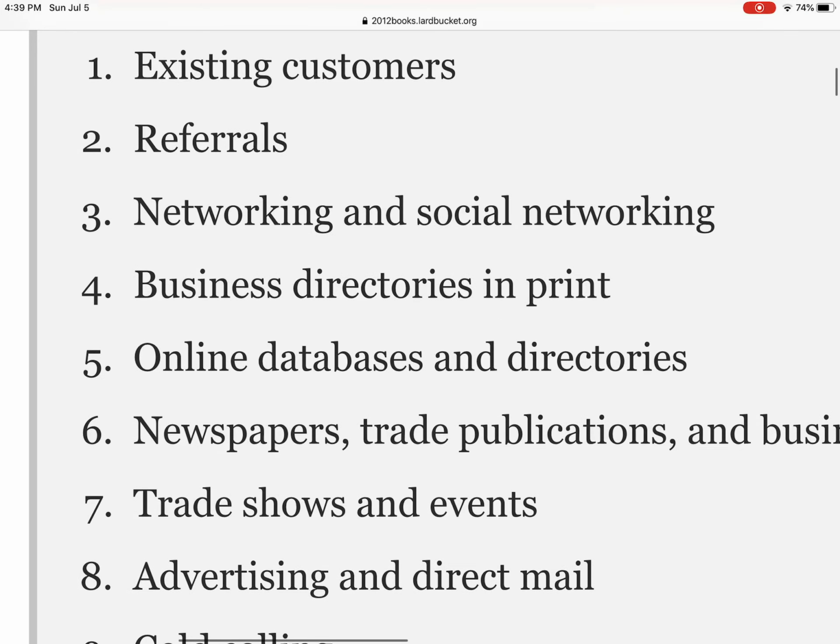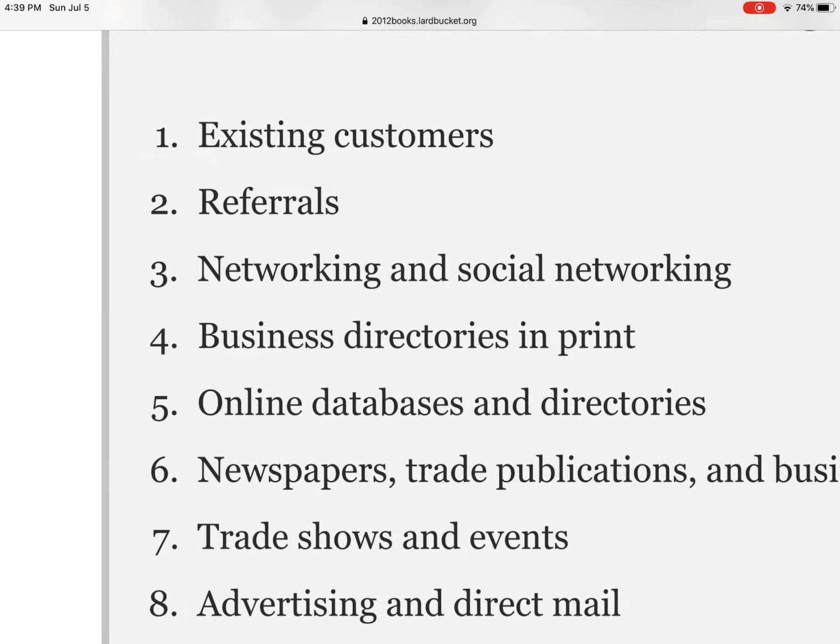Number 3 is networking. You go to a conference and you find some farmers, or you find some potential customers, you talk to them. Or social networking, that is, you find them on Facebook, you find them on LinkedIn, you find them on some other professional websites, like a blog or something like that. So social networking is one important way.